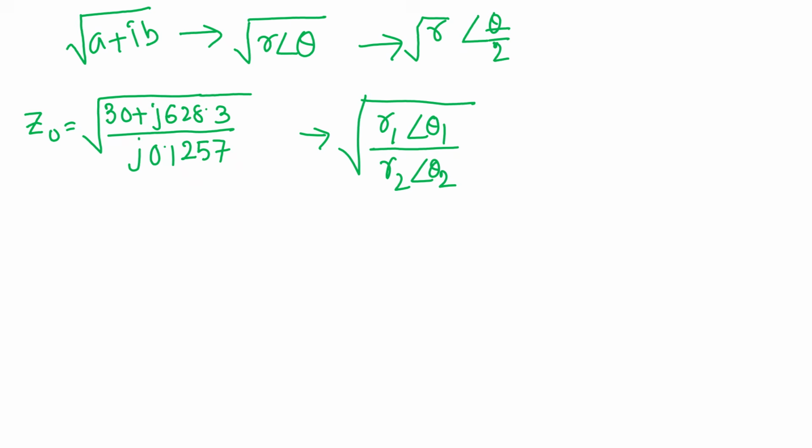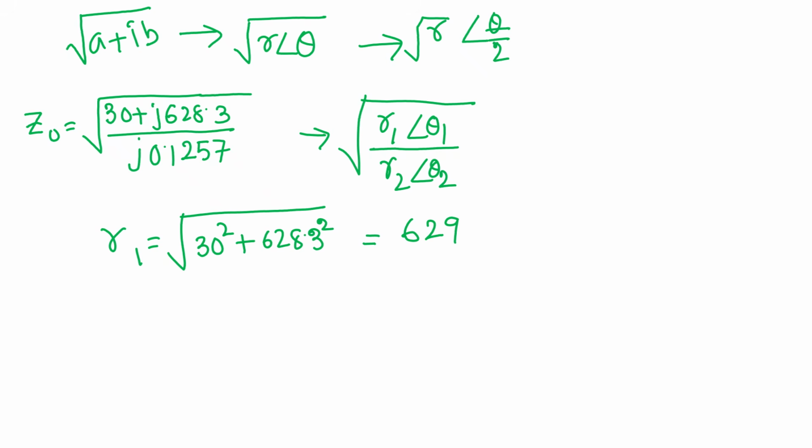Now what will be r1? R1 will be nothing but the square root of 30 squared plus 628.3 squared. If we do this calculation, the value of r1 will be roughly equal to 629. I'm just considering the approximate value.